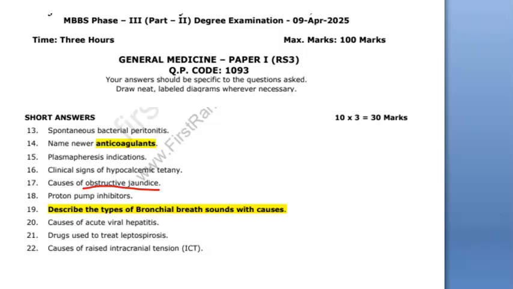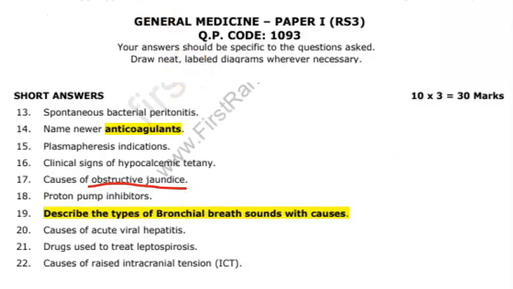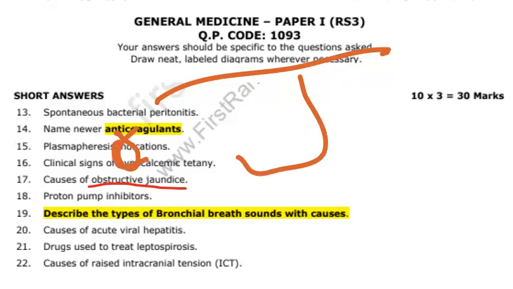Hello guys, look at this question here. Causes of obstructive jaundice. They have asked for 3 marks. So this is obstructive jaundice that they are asking about. Obstructive jaundice is nothing but post-hepatic. After the liver, some problem because of which there is some obstruction, because of which there is jaundice. Okay.